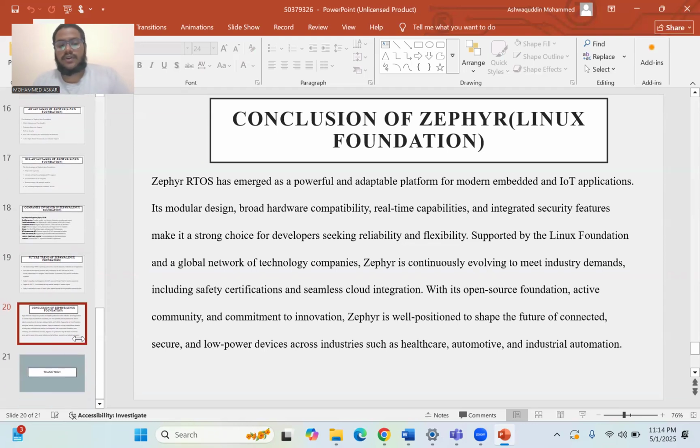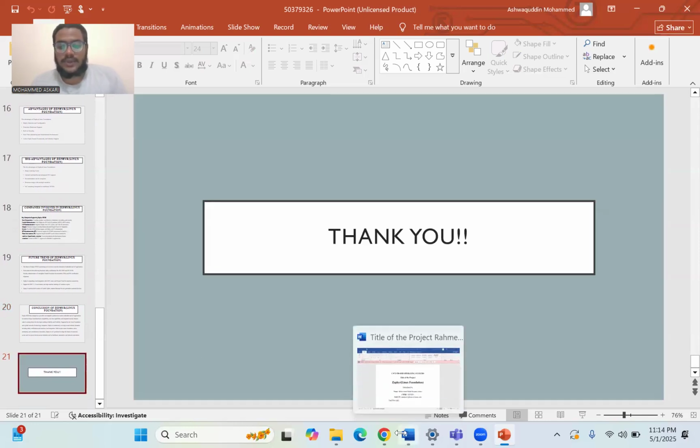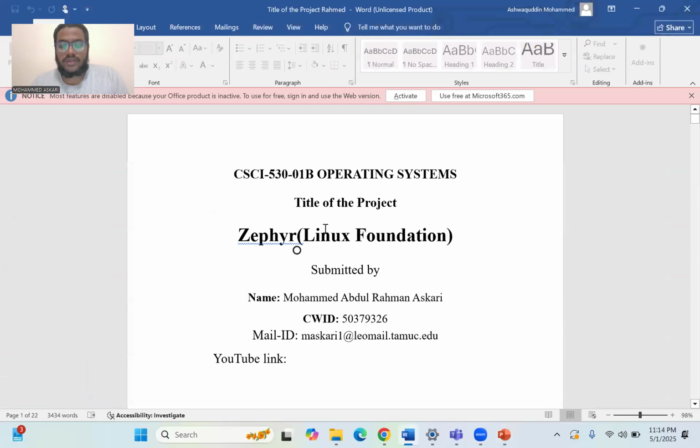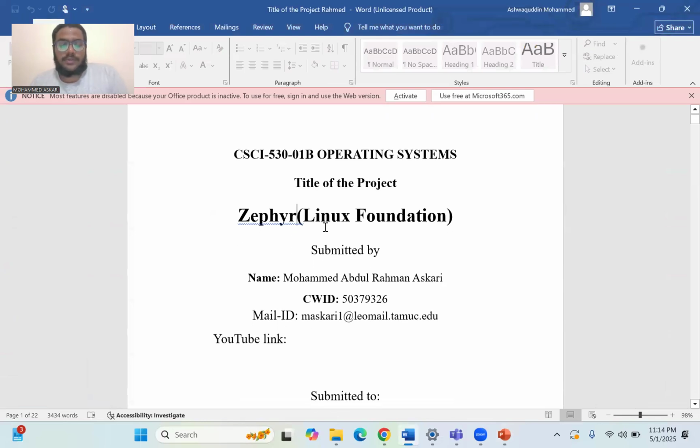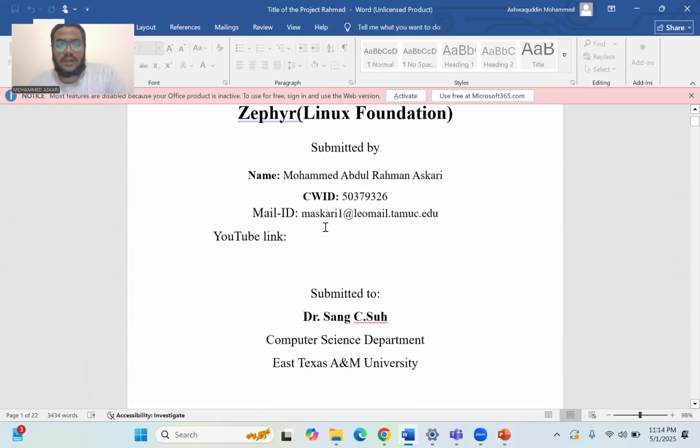So that would be it for my project, that is the Zephyr Linux Foundation. Now I'd be showing the report of my project. This would be the project report that I'd be submitting on the D2L.